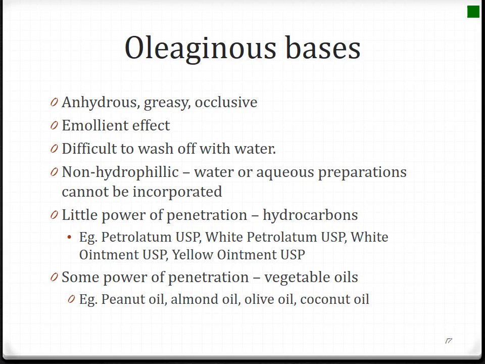Usually, ointment bases are made of hydrocarbons from petroleum. These hydrocarbons do not penetrate the skin. An example is petrolatum. Some ointment bases are made from vegetable oils and these may possess some power of penetration into the deeper layers of the skin. The main disadvantage of oleaginous bases is its greasiness. It can stain clothing and is difficult to remove.